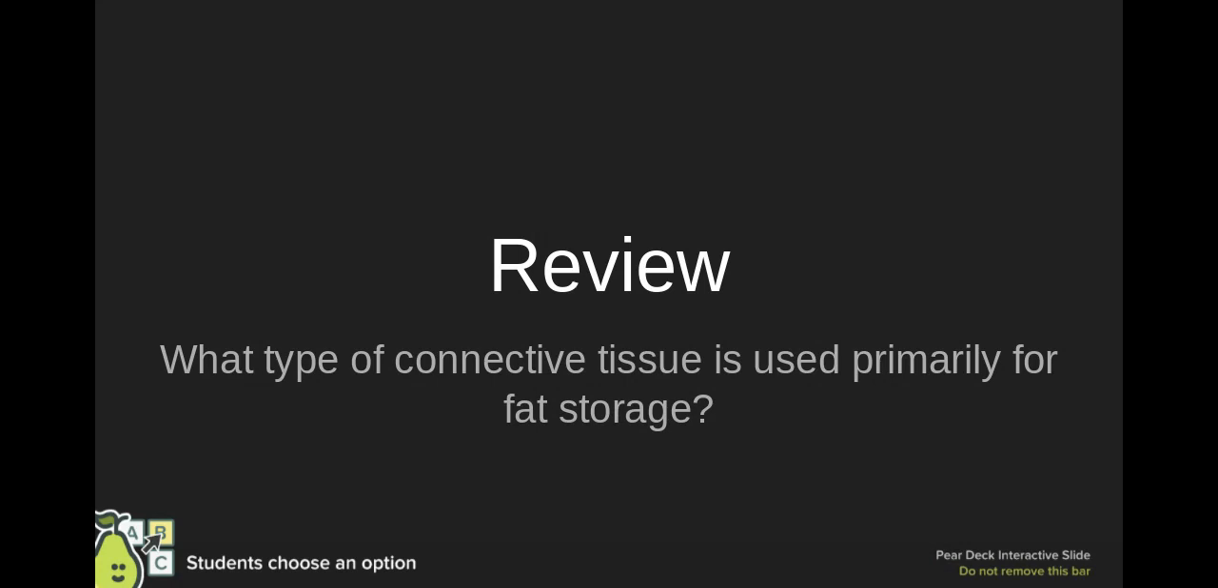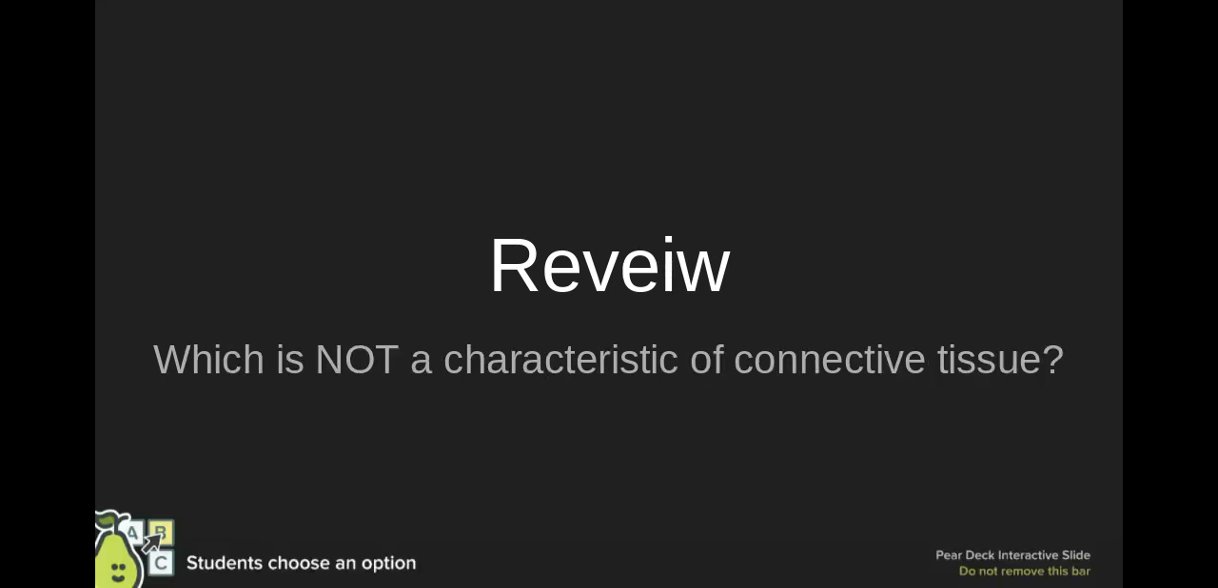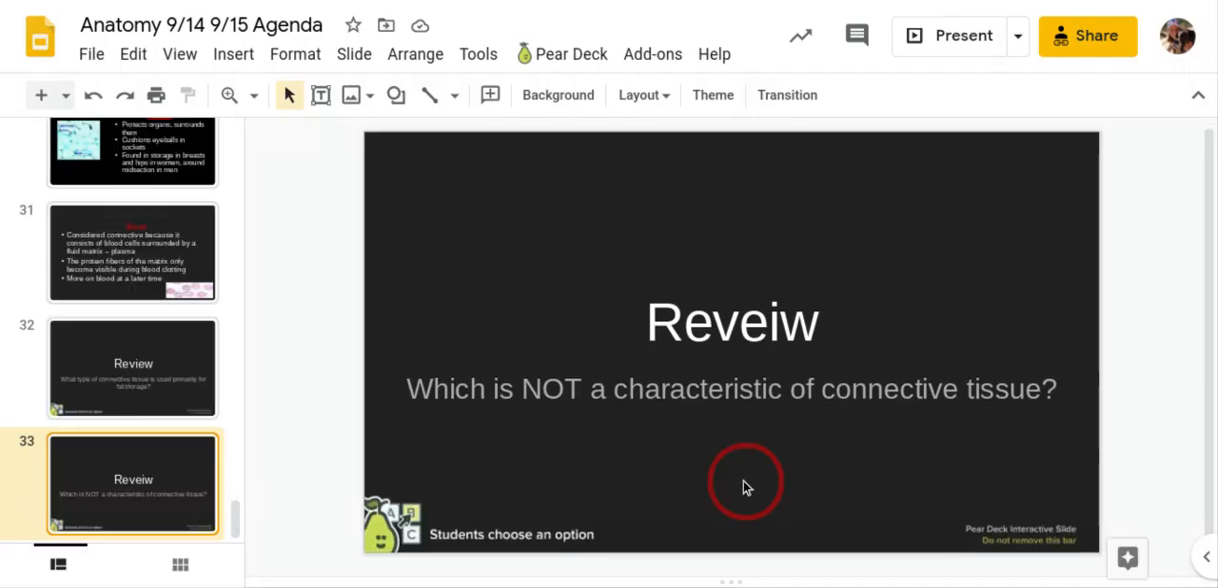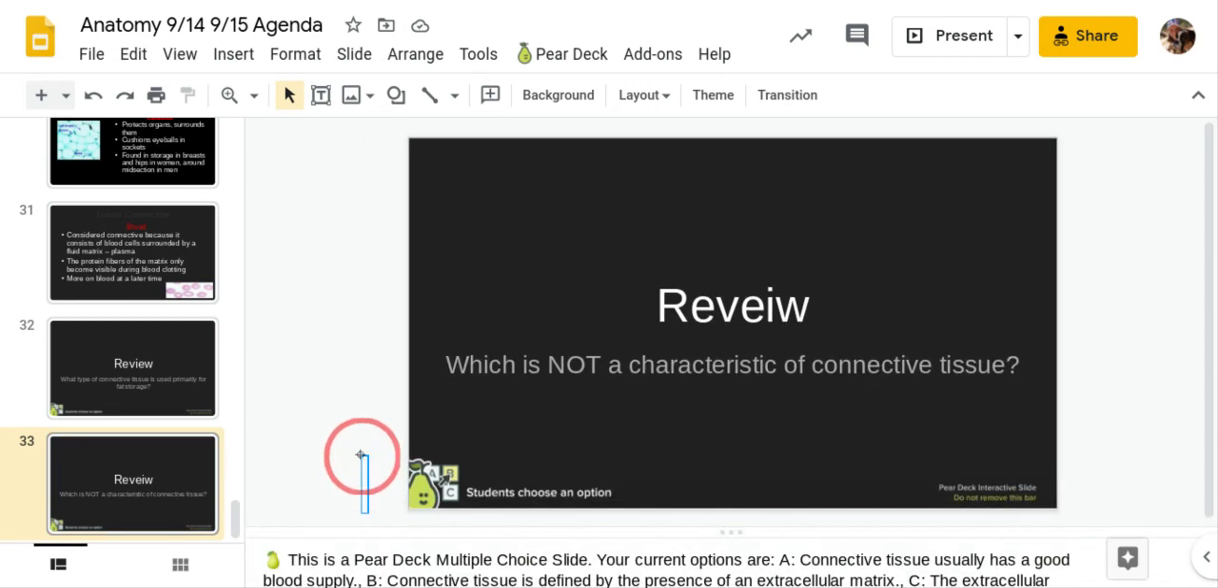So just a couple of review questions that I had at the end of class. What type of connective tissue is primarily used for fat storage? Adipose. And then there was a multiple choice. You can't see it, but it's what is not a characteristic of connective tissue. I wonder if I can X out of this so that I can look at what the choices were and tell you the answer. Maybe. Where are my teacher notes? There they are.